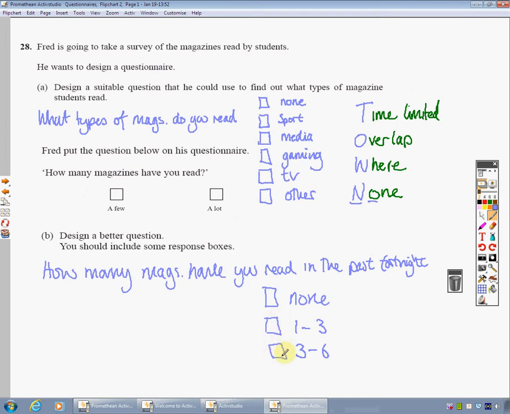Give it a chance to do it. It's very slow today, my board. Okay, and I'm now going to go 4 to 6, 7 to 9, and then it's a bit like the other. I'm just going to say more than 9, and that'd be a perfect question. And for what I've written on this board now, I may well have picked up 4 or 5 marks for what are fairly straightforward responses.